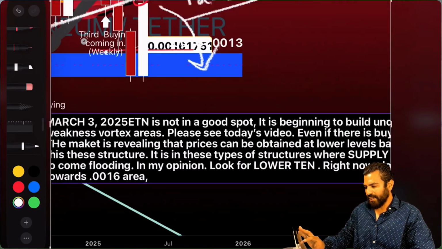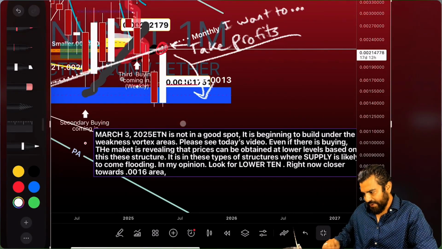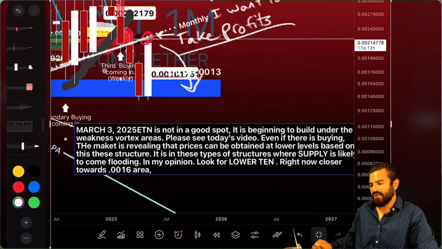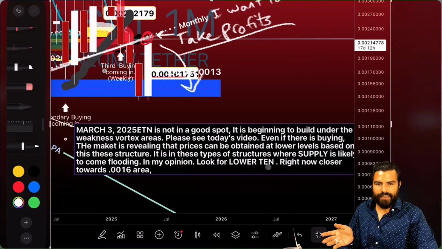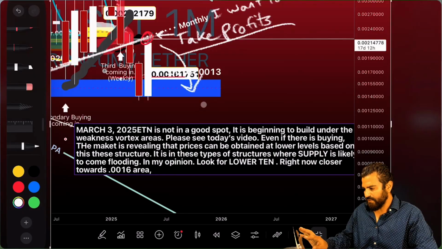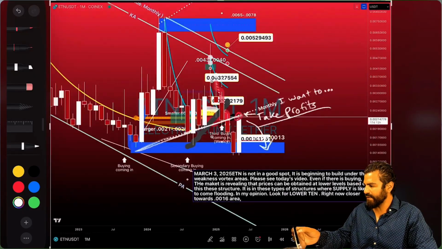This is what I wrote on a larger time frame. ETN March 3rd. It's not in a good spot. It's beginning to build under the weakness under the vortex area, revealing even if there is, please see today's video. Even if there's buying, the market's revealing these prices can be obtained lower based on the structure. These types of structures is where supply is likely to come flooding. In my opinion, look for lower ETN. I meant to put right now closer towards 0.0018 to 0.0016.